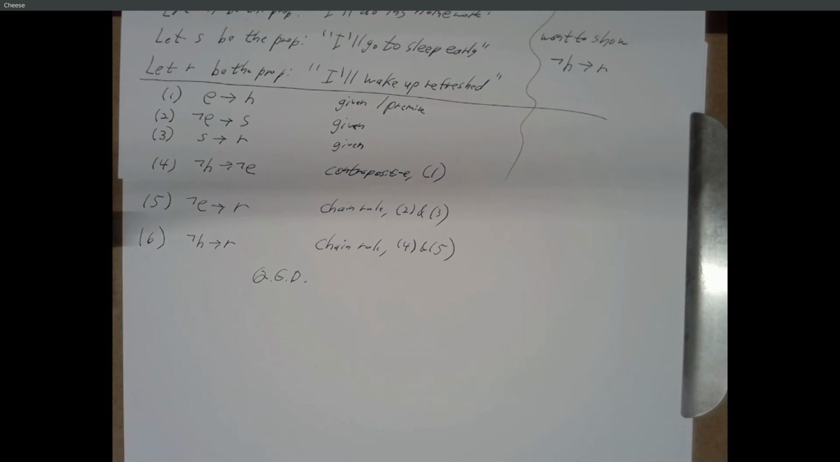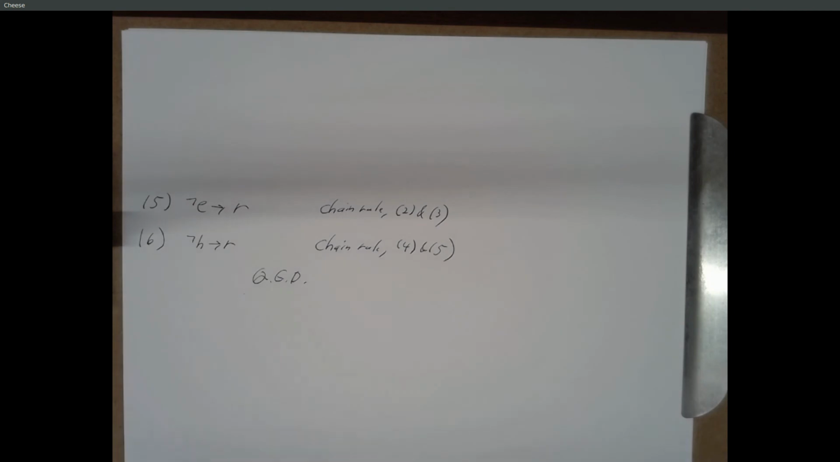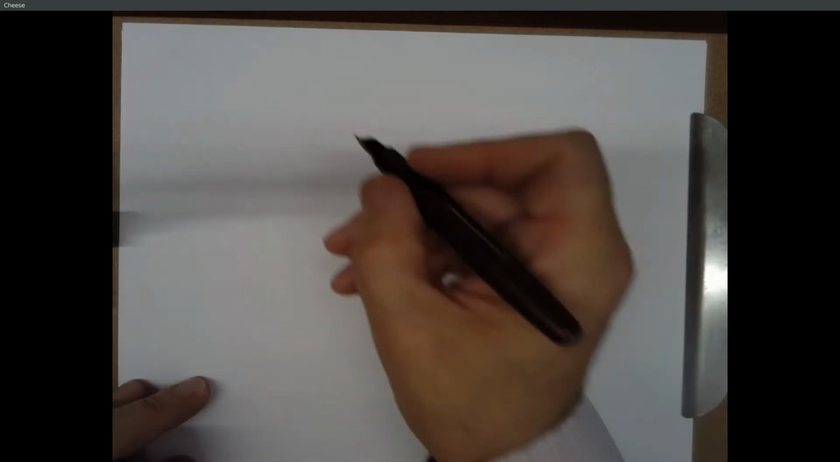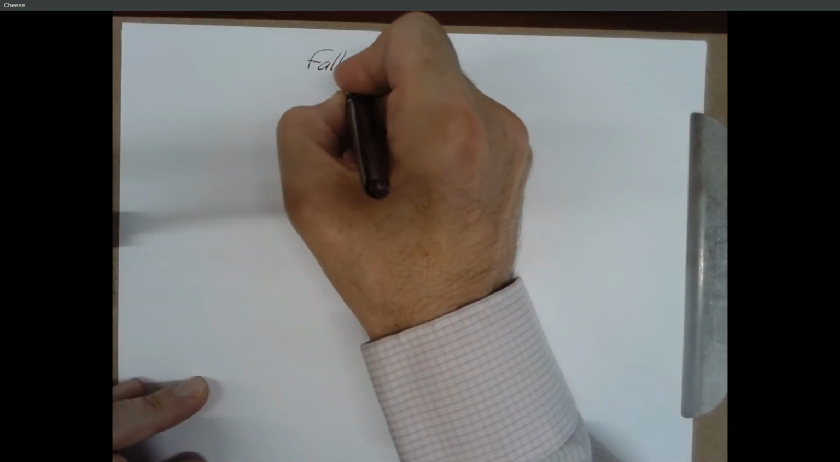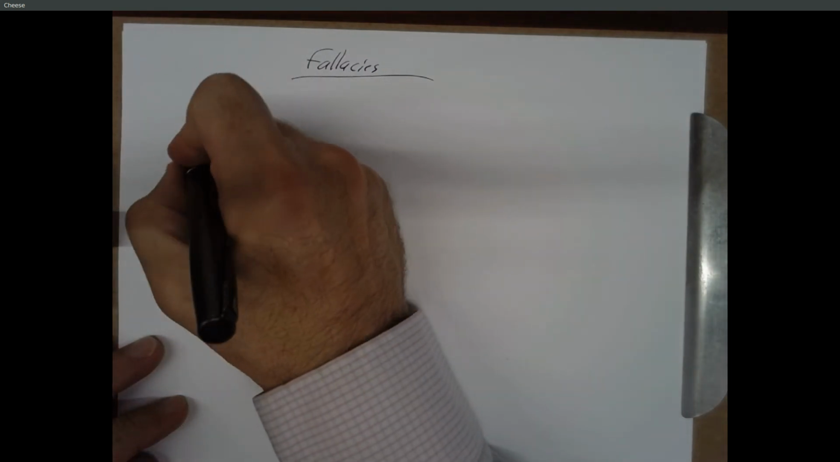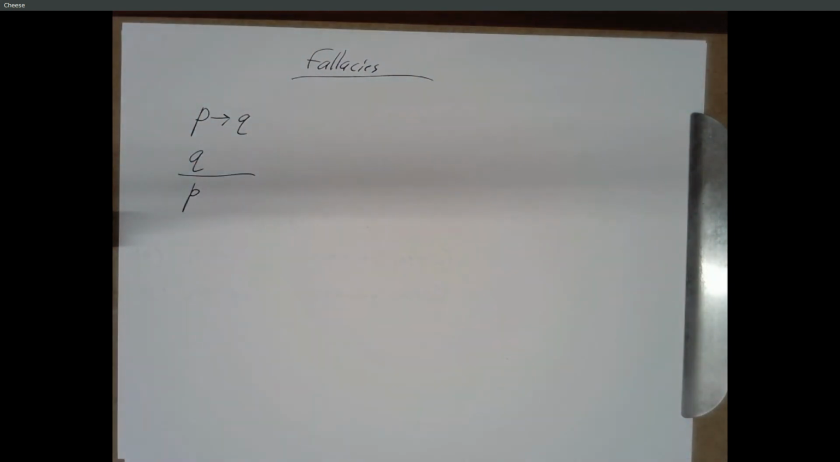Alright, is this making sense? So those are rules of inference. Let me show you the flip side. The flip side has what we call fallacies. So here are the 2 common fallacies we want to know. Given if P then Q, and given Q, we try to conclude P. And that is not logically correct.